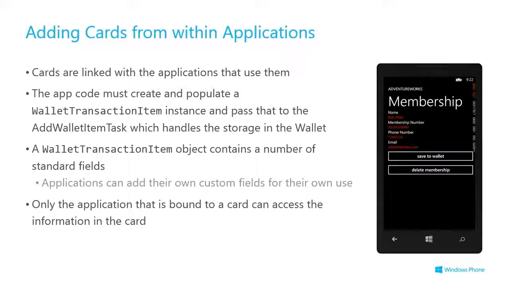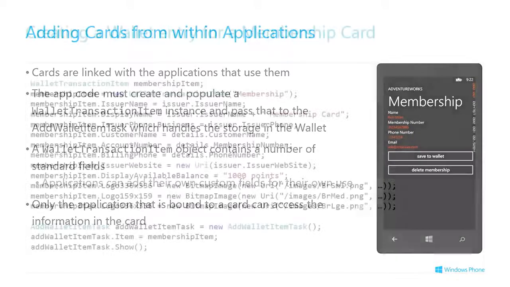All right, so adding a card within the applications. The card is linked to the app that uses it, and the app itself is the one that does the populating, via things like the wallet transaction item and passing that in. And then you have a number of standard fields, as you might imagine. We've used wallet applications built by other users in the past, things to hold passwords and credit cards. And so this just takes it to the next level.